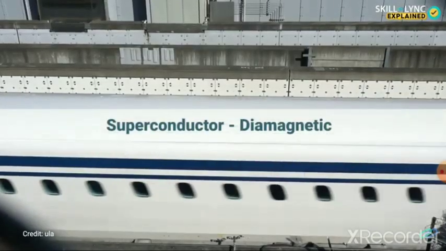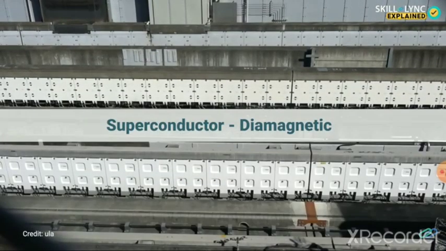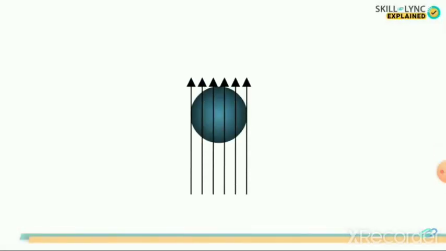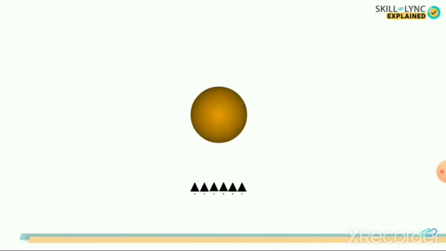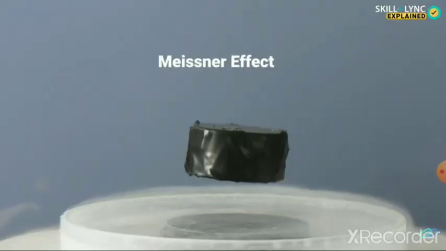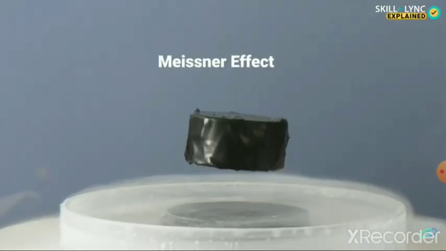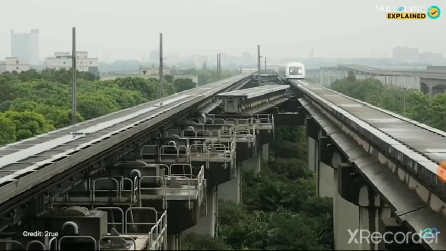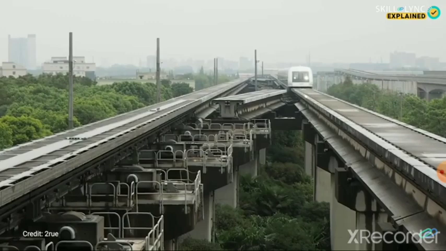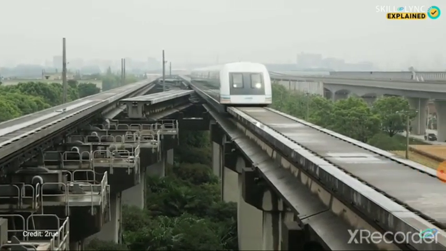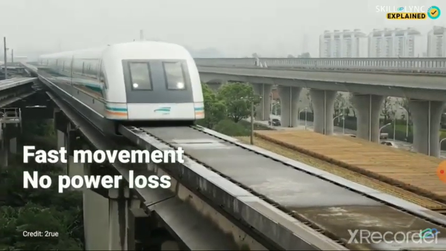A superconductor is completely diamagnetic as it expels magnetic fields. That is, when a normal conductor is placed in a magnetic field, the magnetic lines pass through it. But superconductors repel the field and it will not have any magnetic field inside it. This effect is called the Meissner effect, and because of this, superconductors are used in levitating trains. The fast-moving maglev train consists of superconductors on its base which repels the magnetic tracks. This ensures fast movement with minimal power loss.